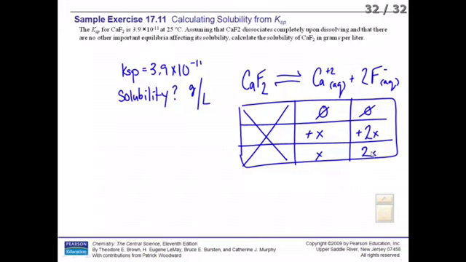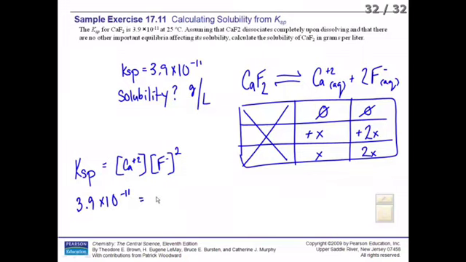Alrighty. Now your KSP value is basically multiplying the products, but remember to do the coefficients. So this would be Ca, and you have a coefficient of 2 on your fluoride, so you better make sure you square that. This is what your KSP expression would look like. So all we have to do is plug in the appropriate numbers where it's indicated. So basically what you have is 3.9 times 10 to the negative 11th is equal to x times 2x, be careful, squared.